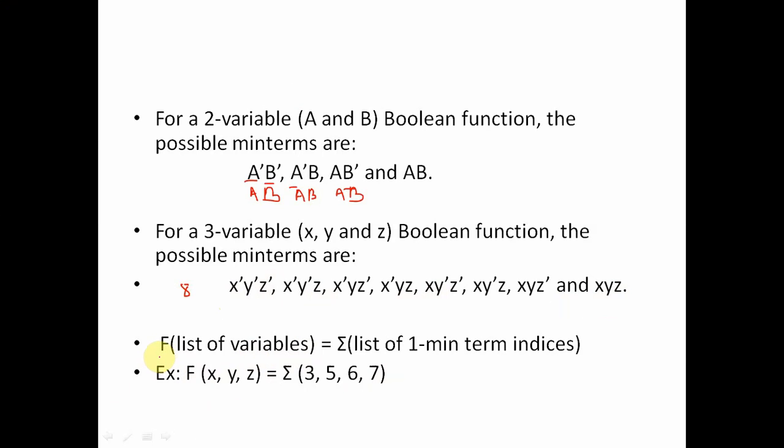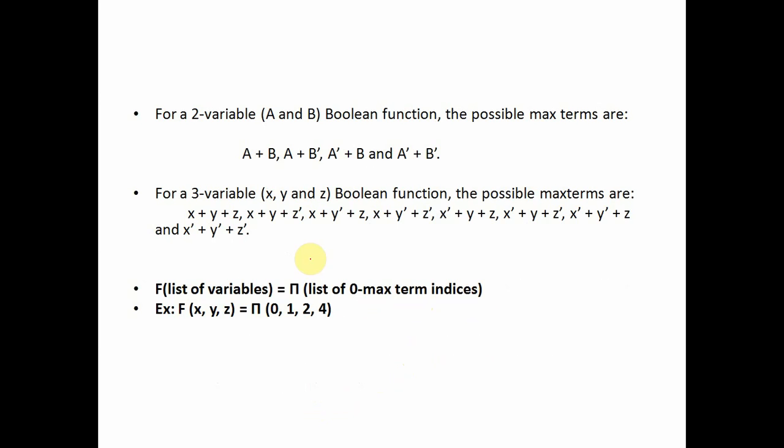So here we write the function of a list of variables. Here I have used 3 variables X, Y, Z. So min term is denoted by which letter? Summation m. Min term is denoted by summation of small m. After that here I am writing 3, 5, 6, 7. 3 is nothing but X bar, Y bar, Z. List of 1 min terms. In min terms we indicate 1, and in POS form we indicate 0.